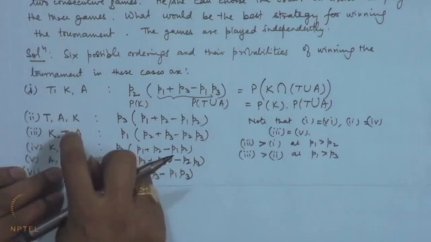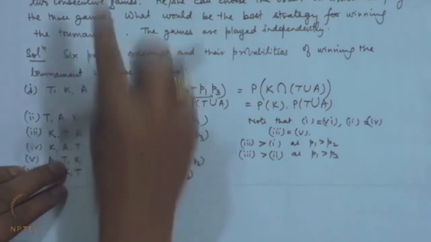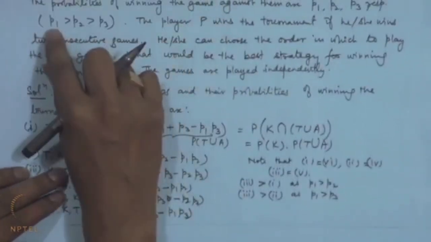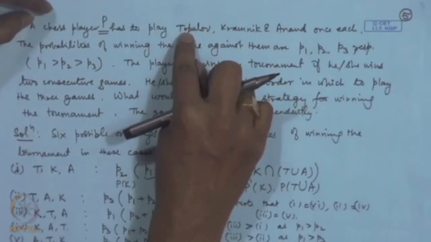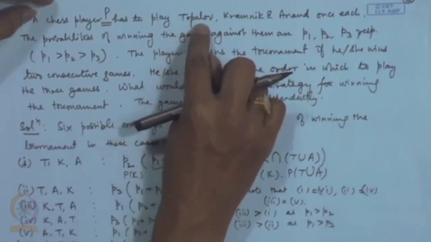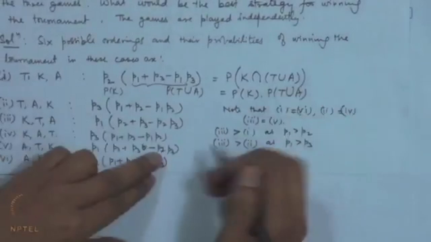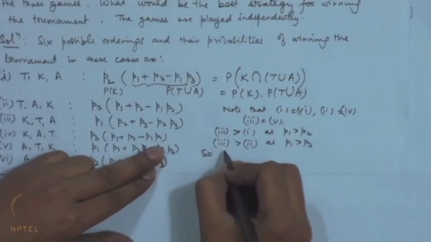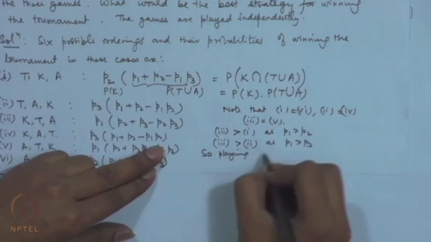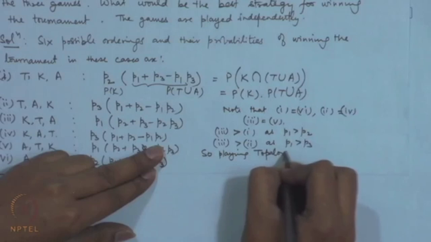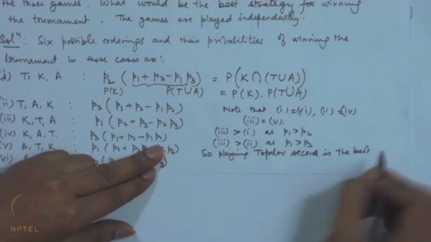Now, what is the difference in the third and fifth? In fact, in both of them, T is in the middle. And if you see the original probabilities, actually winning probability against T is the highest. Therefore, if you play him second, you maximize your chances of winning. So, playing Topalov second is the best strategy.